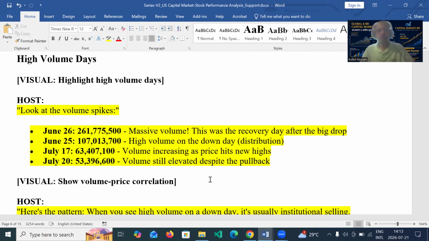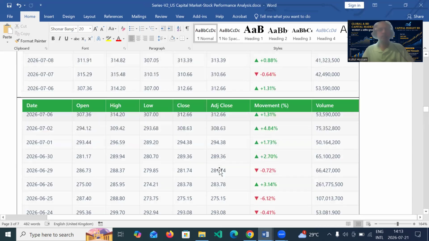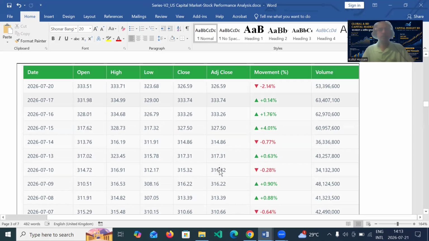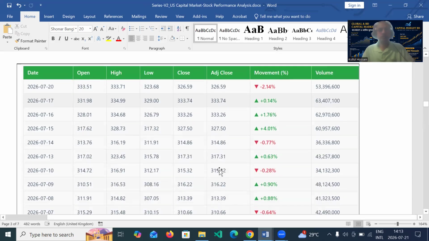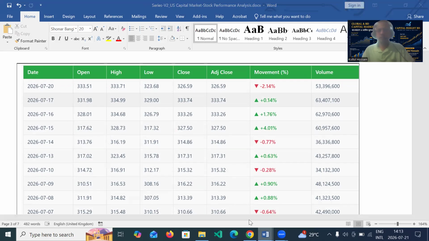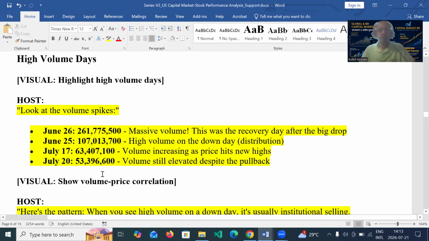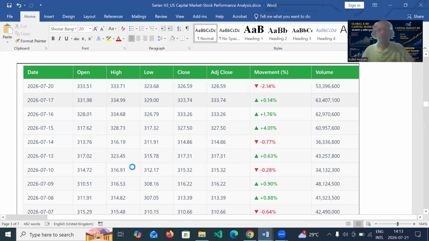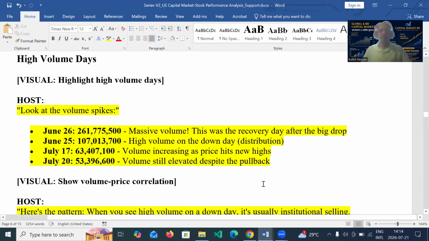Distribution, this is. And July 17 and July 20. See here, July 17 and July 20. What is happening? 63,403,100 volume, increasing as price hits new highs. And on July 20, 53,396,600 volume is still elevated despite the pullback.